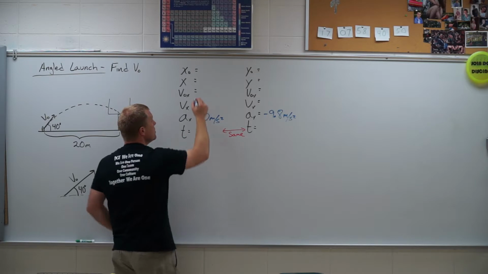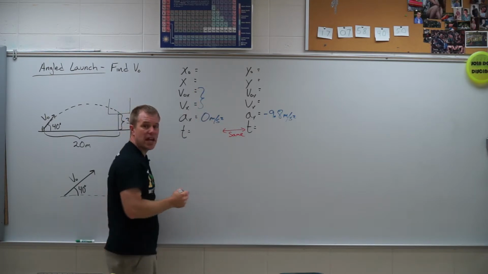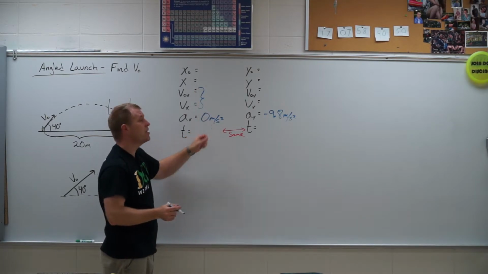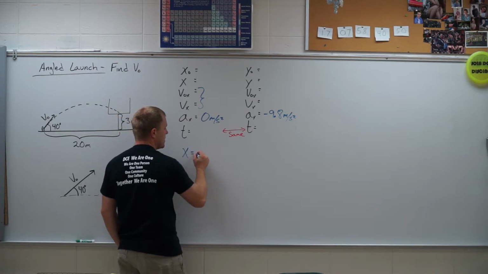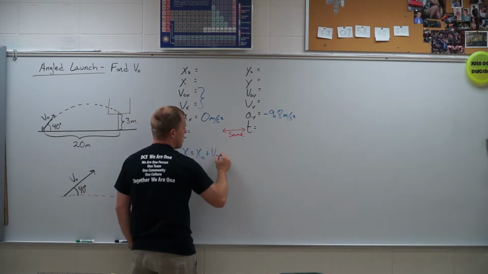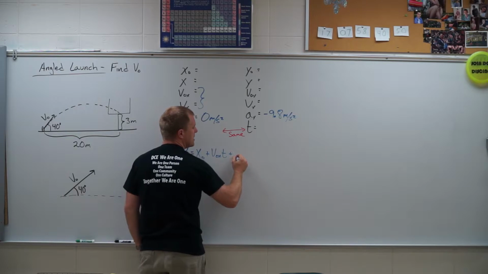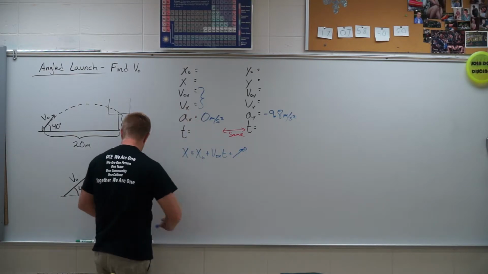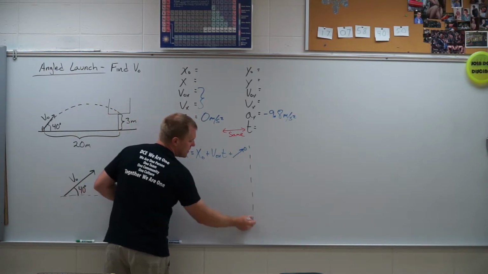When I have 0, the initial and final velocities are the same. And when I have a 0 acceleration, I'm using the equation x equals x naught plus v naught x t plus the 1/2 a t squared term goes away. And remember, we're going to keep these two sides separate.